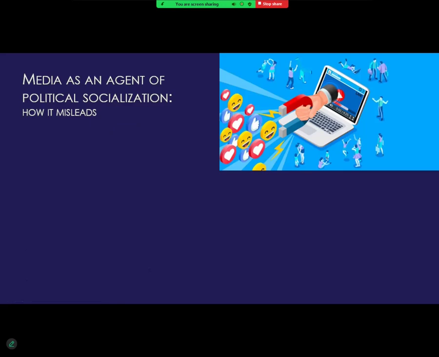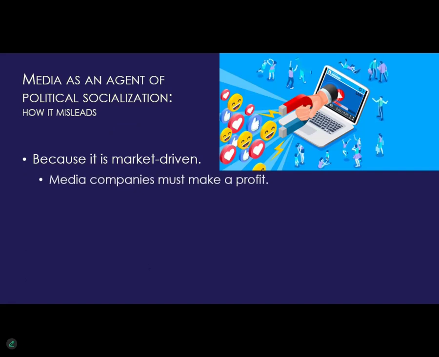All right, as I suggested earlier, media can manipulate the public because it is a market-driven enterprise. Media companies provide services to consumers and they seek to earn a profit for that service. They're trying to give a return on investment. They have shareholders, people who expect to earn a profit on their investment. So media companies have to make a profit in order to stay alive.